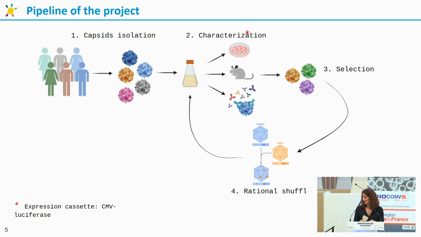Then we use this variant to make new capsids, so to engineer novel capsid. And finally, of course, the last step will be the validation in non-human primate. And I just wanted to specify that all the data that I'm going to show concern vectors that are produced using a luciferase as a reporter gene under the control of an ubiquitous promoter.